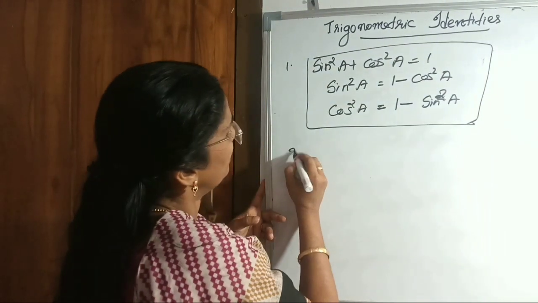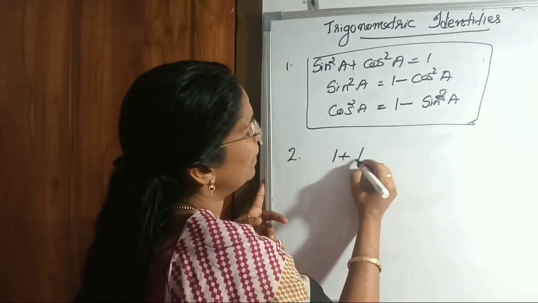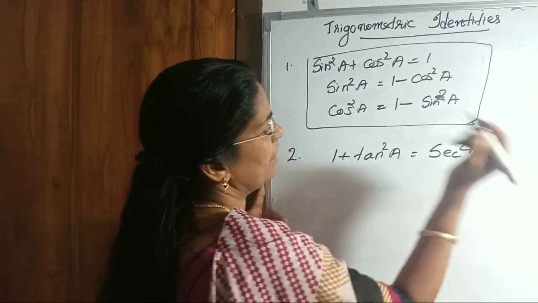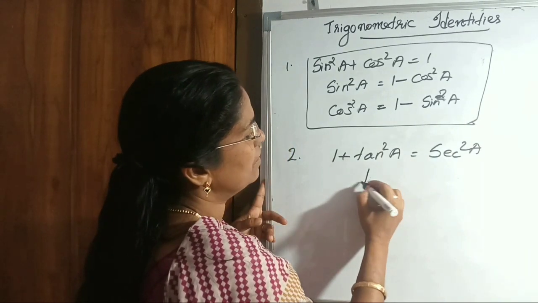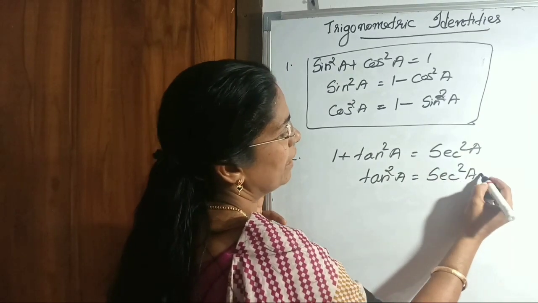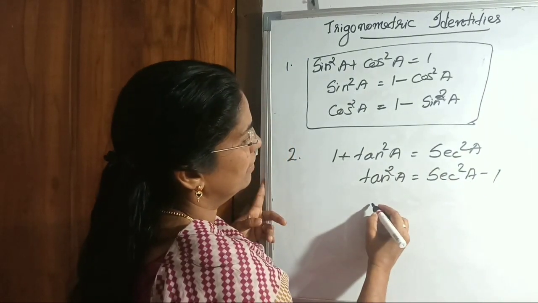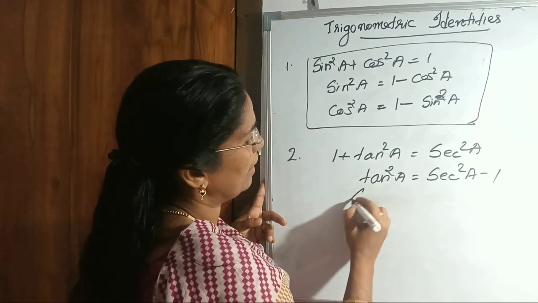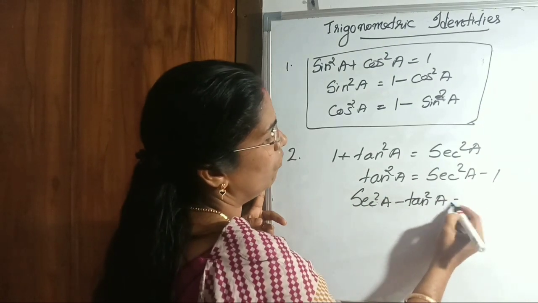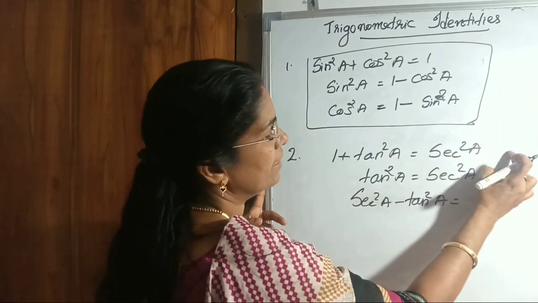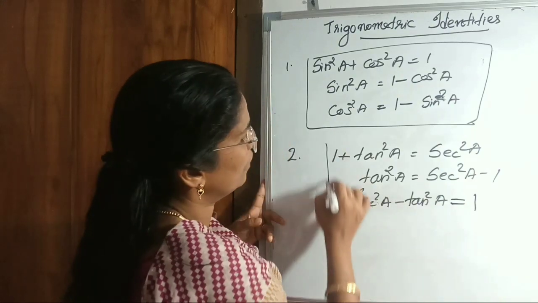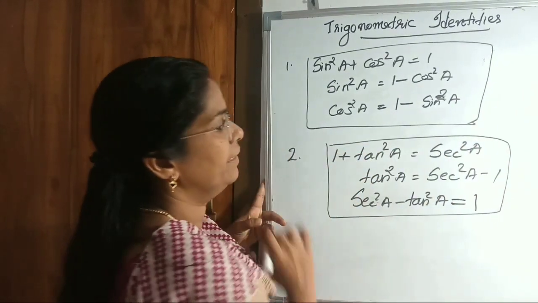And the second identity we learned, 1 plus tan square A is equal to sec square A. From this we can find tan square A, which is sec square A minus 1. Then, taking tan square on the right side, sec square A minus tan square A is equal to 1. So here also we will get 3 identities.